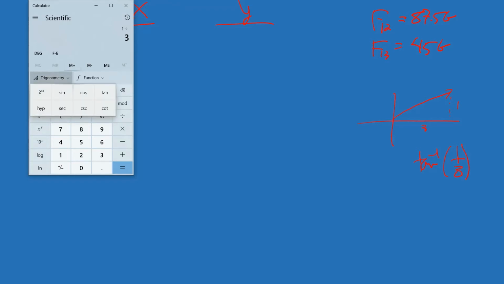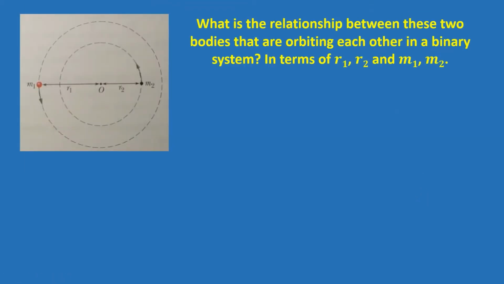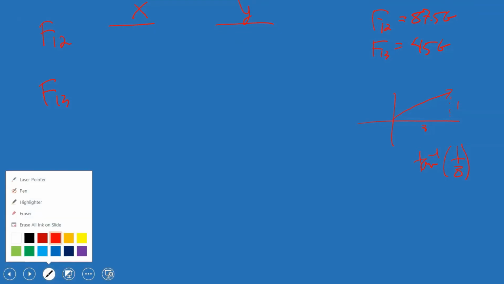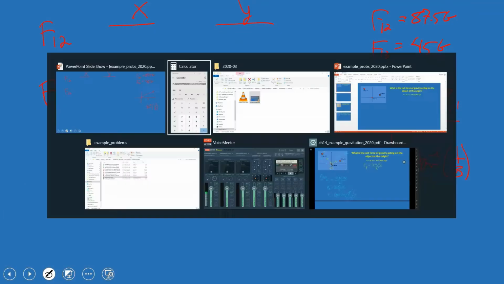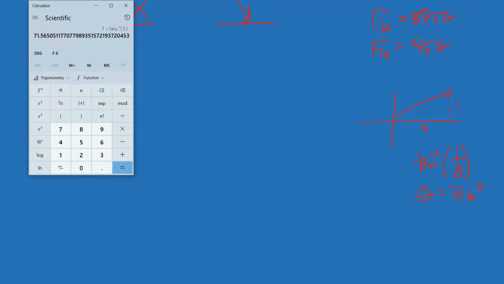Let's do the inverse tan of that. And so what do we get? We get theta equal to 71.6 degrees. That does not look right. It is not. Let's try this again.